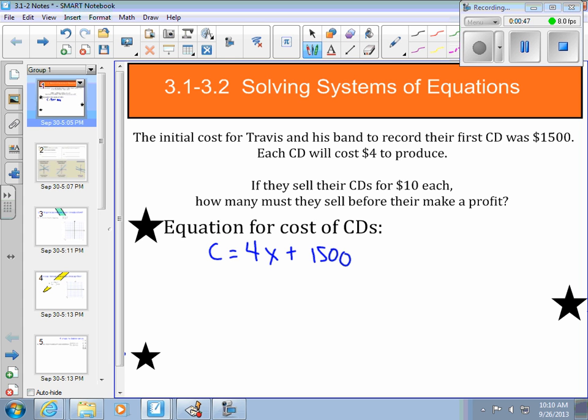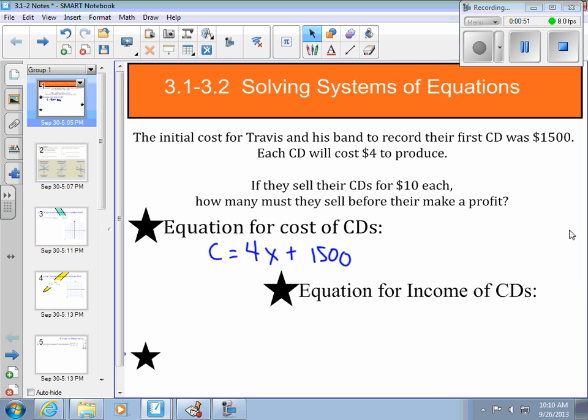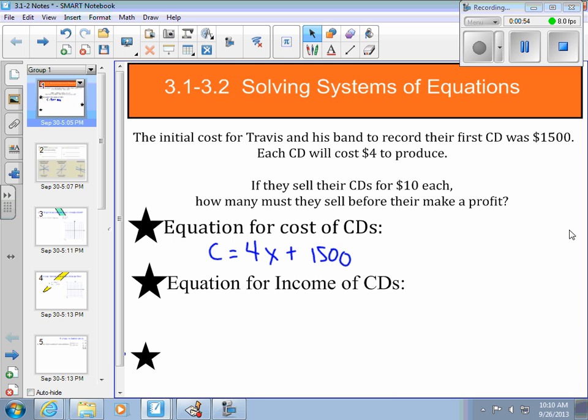The next part of it says if they sell CDs for $10 each, how many must they sell before they make a profit? So the second thing they want us to find is an equation for the income. Well, if we look back at what they said, they sell them for $10 each, so that would just be y equals 10 times however many CDs. So we have these two equations here that talk about the CDs and the money that you make from them.